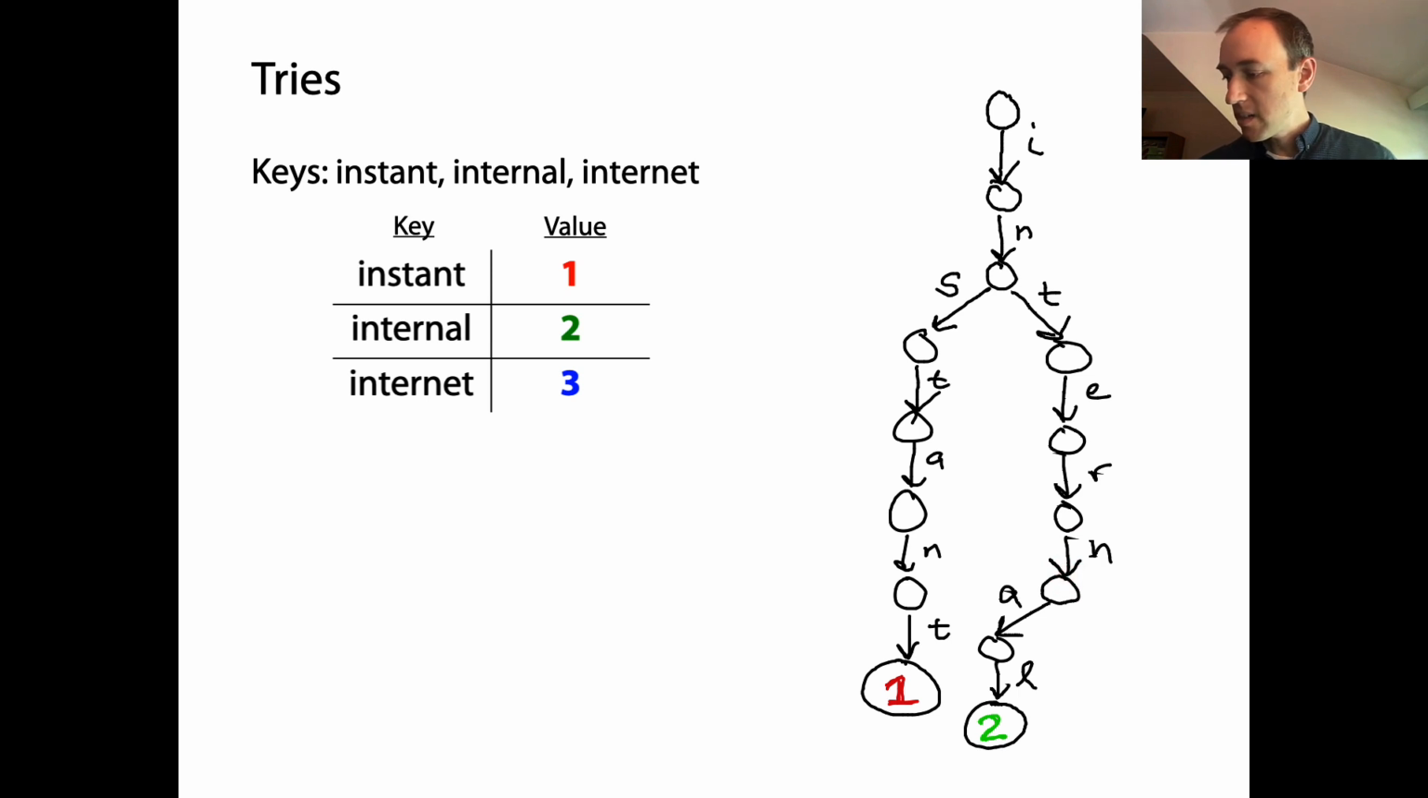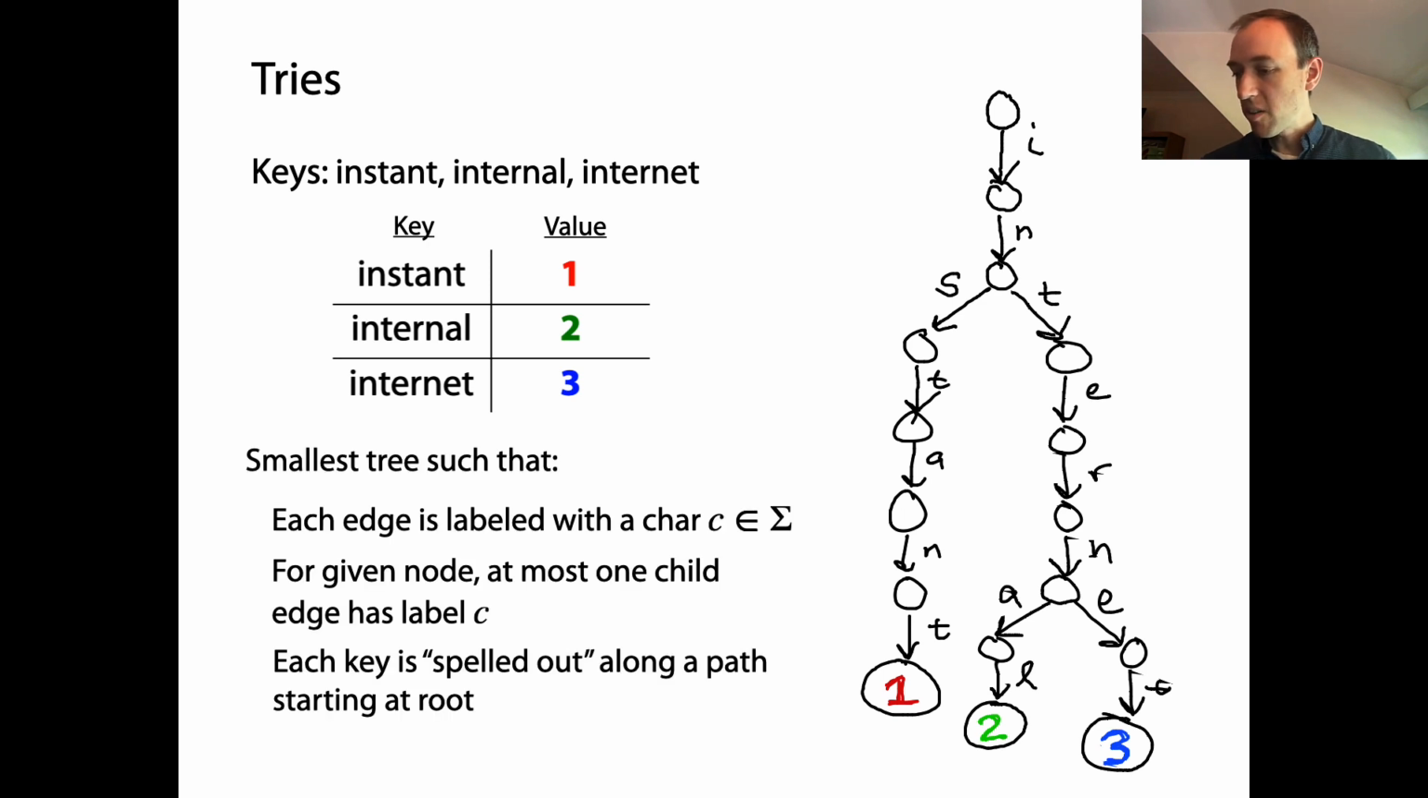And internet we'll add by just branching off here. Internet, so E is next, and then T is there, and we're done, right? And then in this node, we'll store the associated value for internet, which is the number 3. Okay, there. So there you go. There was our trie, right? It obeys all these rules.